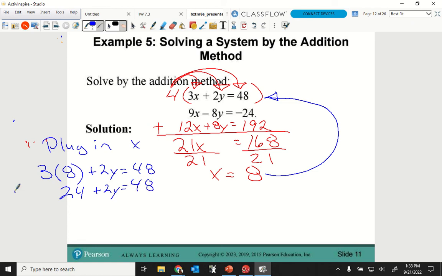What do we do with that 24 there now? Very good. Subtract it from both sides. So let's bring down my 2y is going to equal 24. Divide both sides by?